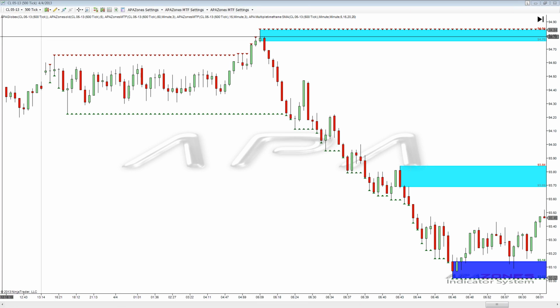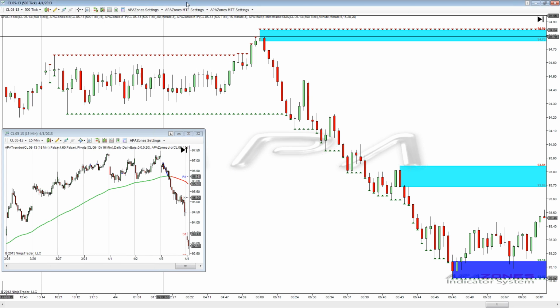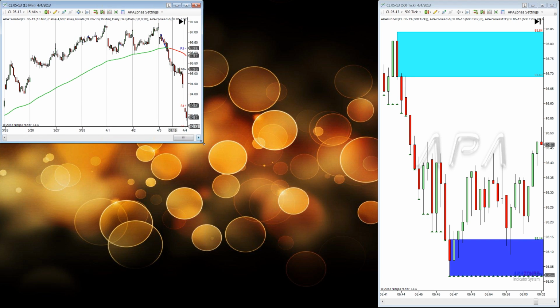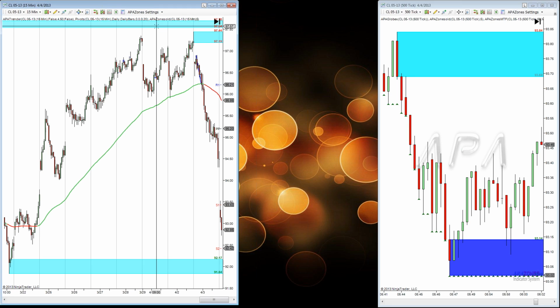So let's bring over our 15-minute chart. Okay, we will do that here. Let's see if I can get both charts on my screen at one time, just so that we can understand what is going on. Okay, so there's that, and that is what we're looking at right now.